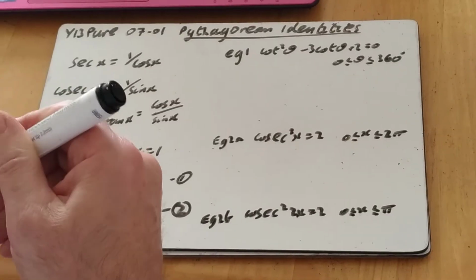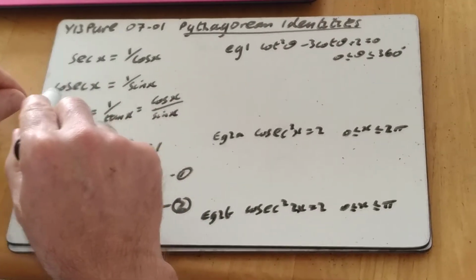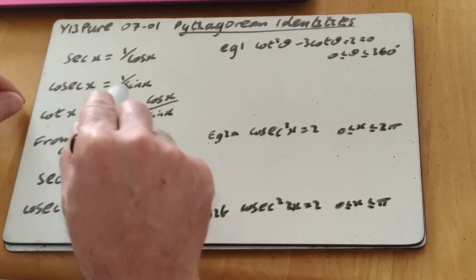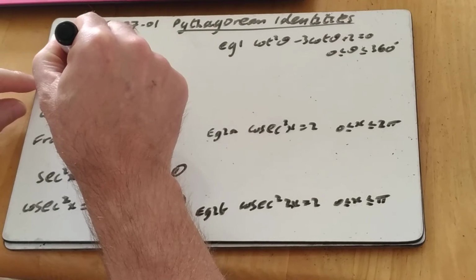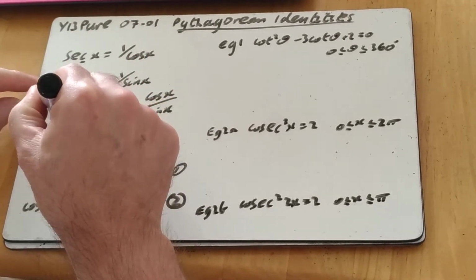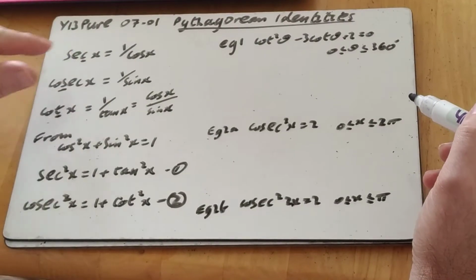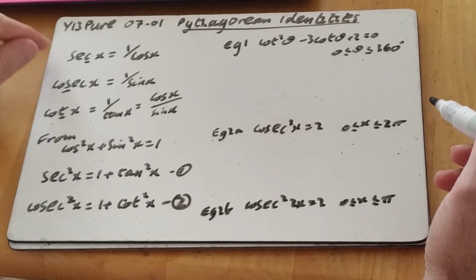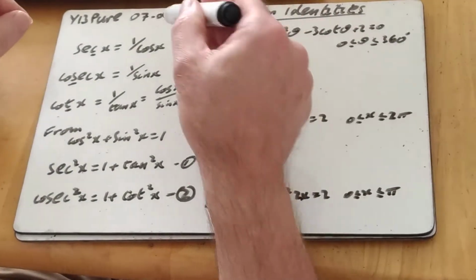I tend to remember it because obviously you would think that cosec has got cos at the start, but it's actually 1 over sine. It's always the reciprocal of the third letter, so 1 over c, 1 over s, 1 over t, like that. Okay, so these three things here, and we'll tend to write them like that.